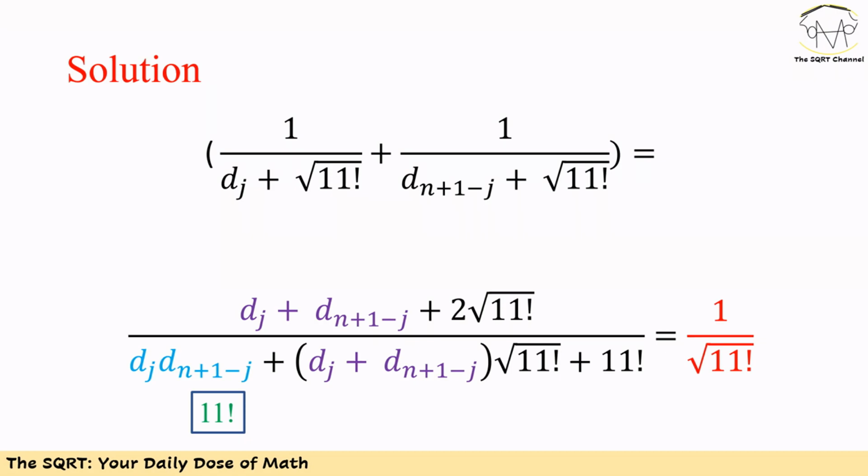Remember, dj and d(n plus 1 minus j) are factors of 11 factorial. So if you multiply them together, you get 11 factorial. And then you can see the top and bottom of this division actually have something in common. If you factor that out and remove it, you can simplify this equation to 1 over SQRT of 11 factorial.